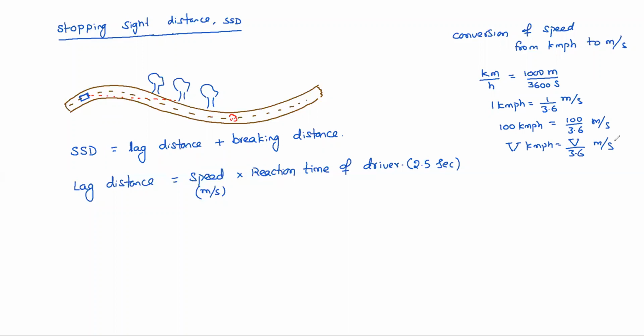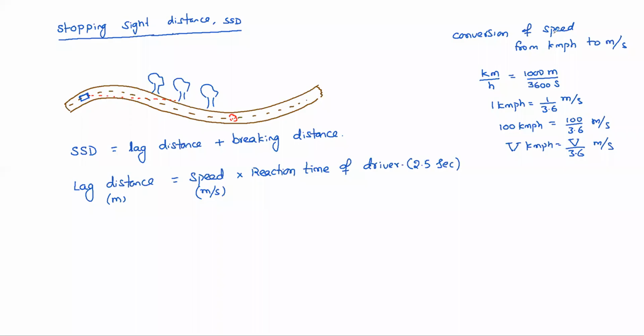So always keep in mind, speed you should take in meter per second, reaction time in seconds. So finally you get lag distance in meters. So what is lag distance? Lag distance is nothing but the distance the vehicle travels before application of brakes to stop. That distance is called lag distance.